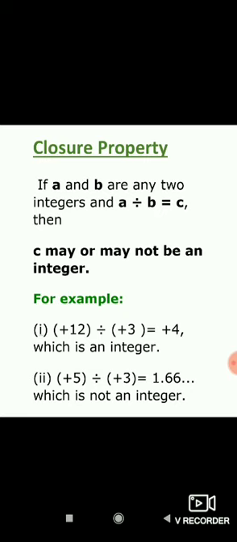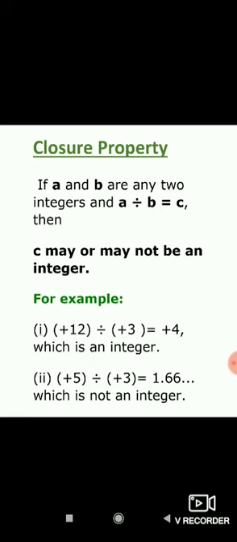First is closure property. According to this property, if a and b are any two integers and we divide a by b, then the answer c may or may not be an integer. Let's understand this with the help of an example. If we divide plus 12 by plus 3, we get the answer plus 4. And we know that plus 4 is an integer.